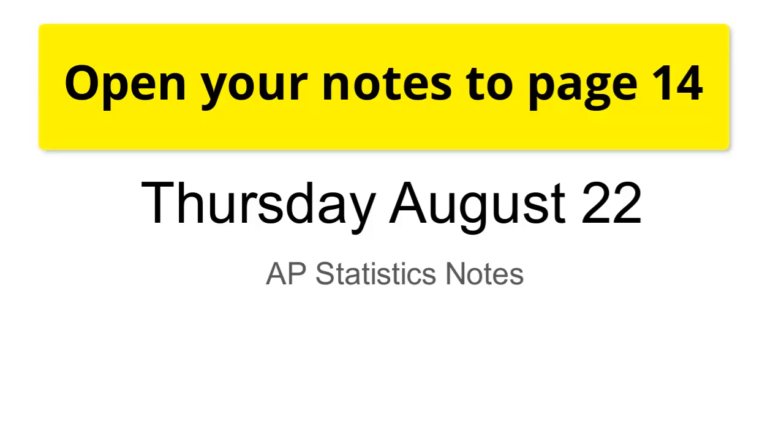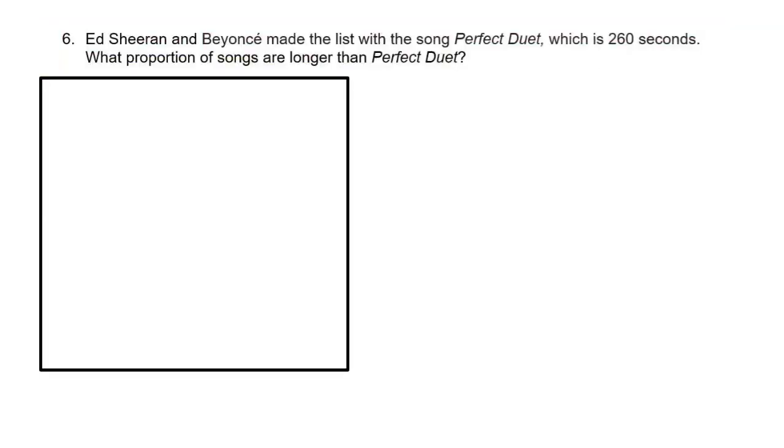So yesterday we did things with the 68, 95, 99.7 rule, correct? And we had just busted out the calculators yesterday, correct? Okay. So page 14, we are going to walk through what a whole problem like this should look like, start to finish, all the pieces that you need.